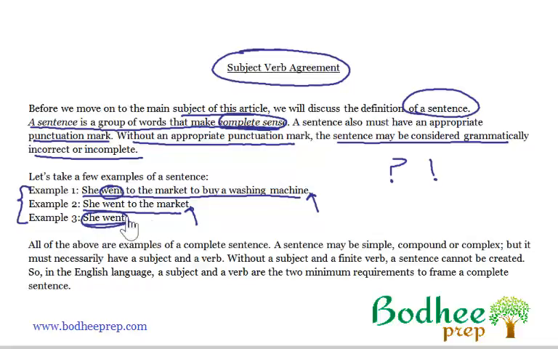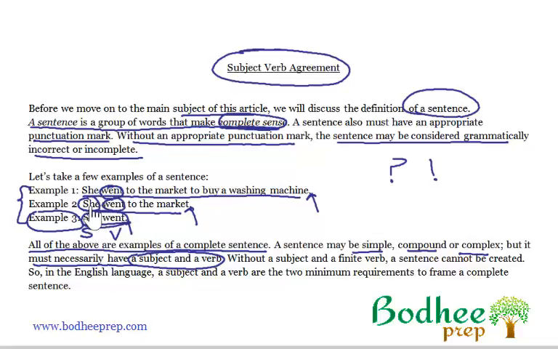But what we observe here is that all the three sentences make complete sense. All of the above are examples of a complete sentence. You cannot say that example 3 is incorrect. She went, she left, she died is as good as she went, right? A sentence may be simple, it could be compound or complex, but it must necessarily have a subject and a verb. So what do we see here? We see that she is the subject of the sentence and went is the verb. She here again is the subject of the sentence and went is the verb, and so on and so forth.